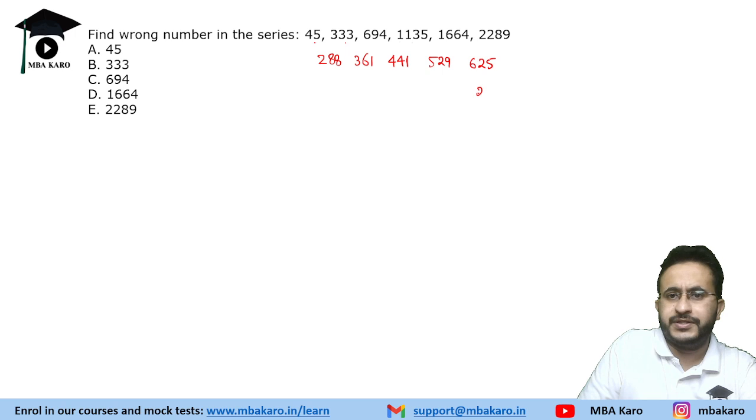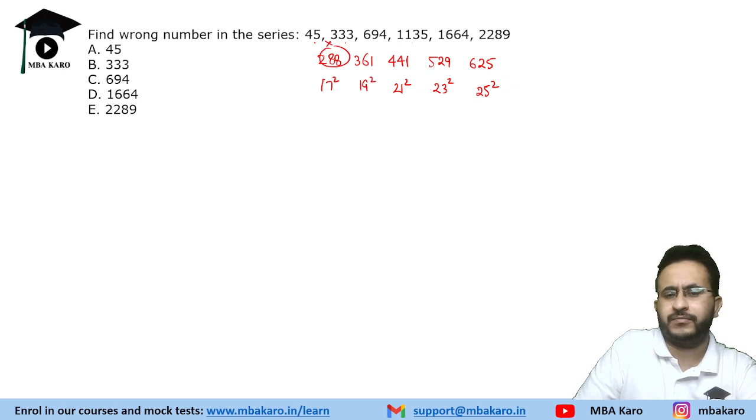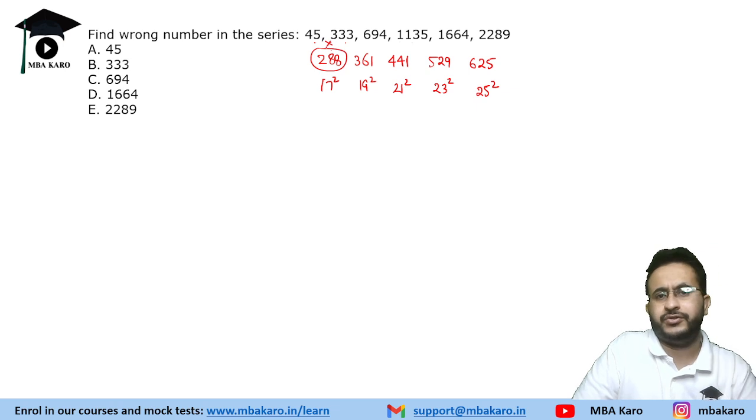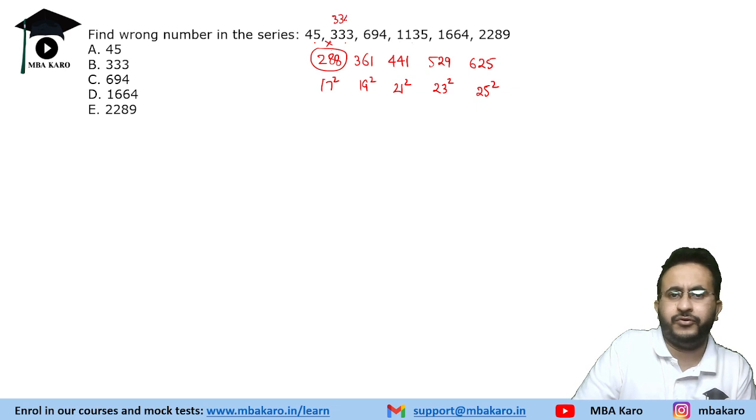So if you see, this is 25 square, this is 23 square, this is 21 square, this is 19 square. It should have been 17 square. So that means this part is wrong. If this part is wrong, it should be 289. If 289 is there, it should be 334. But if you make it 289 and you make it 334, then this will not follow the pattern. So that means this number is wrong.